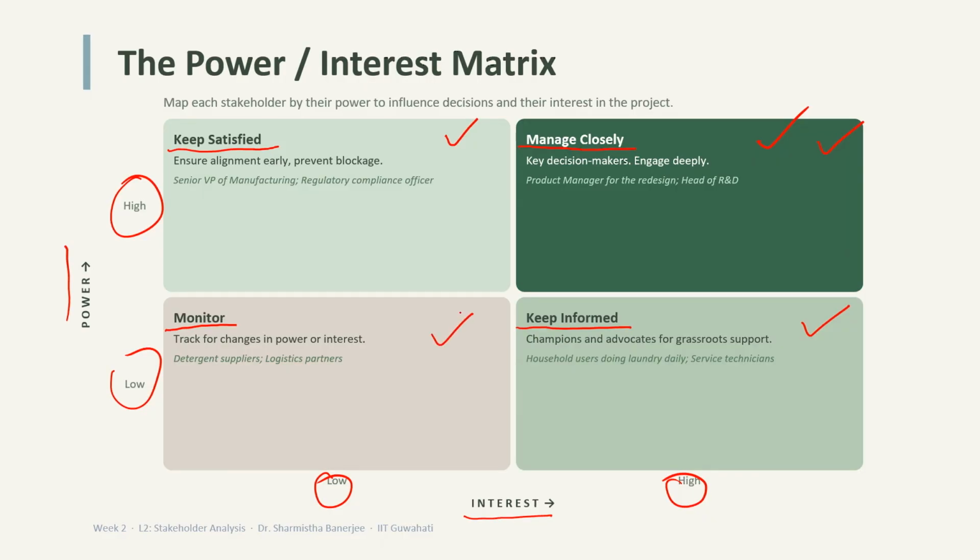Now, let's look at the zone which is about monitor. This is somebody who has low power as well as low interest. So, track for changes in power or interest, because they might any day start dominating you. Let's say all the detergent suppliers and the logistics partners. The logistics partners can be anybody who is providing water, who is providing electricity, or whoever is helping you transport the product from your company gate to your end customers or your distributors. They might any day become more powerful.